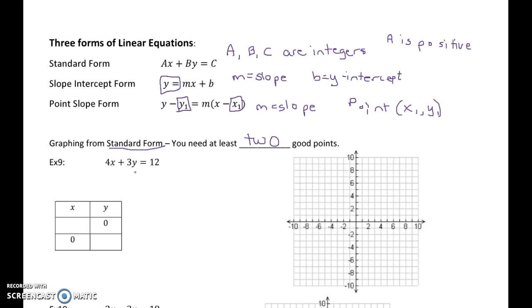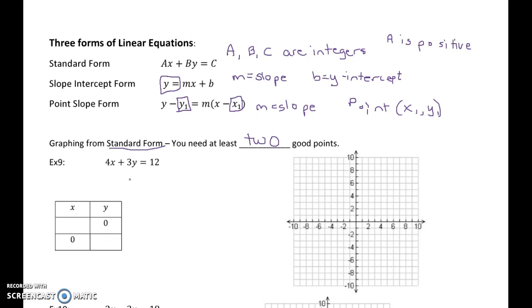So if your equation is in standard form, and the 2 coefficients on x and y can both be divided into the constant nicely, then you can just use the y-intercept and the x-intercept to get your 2 good points. You can plug in 0 for y and get x, plug in 0 for x and get y. Makes it so easy to graph.